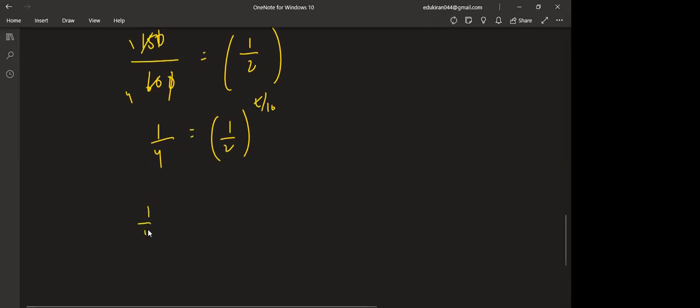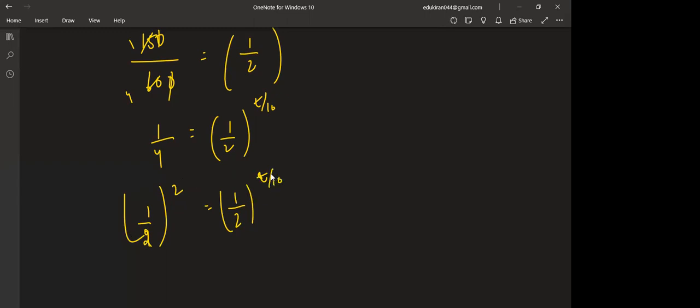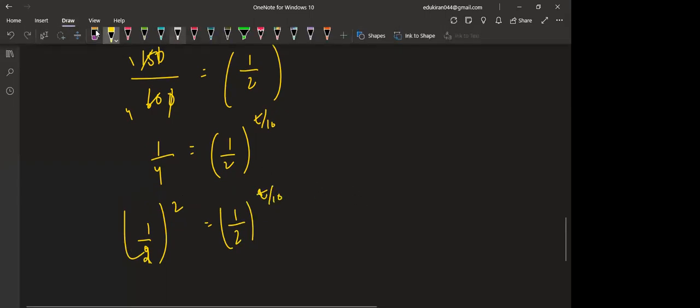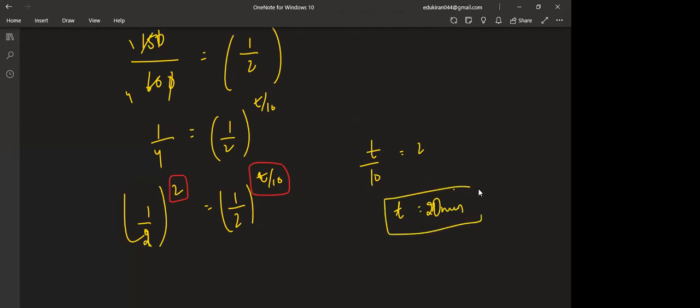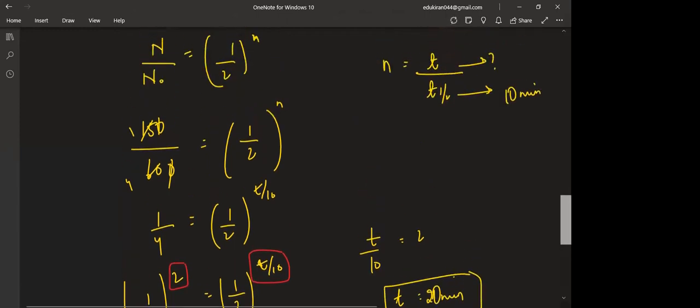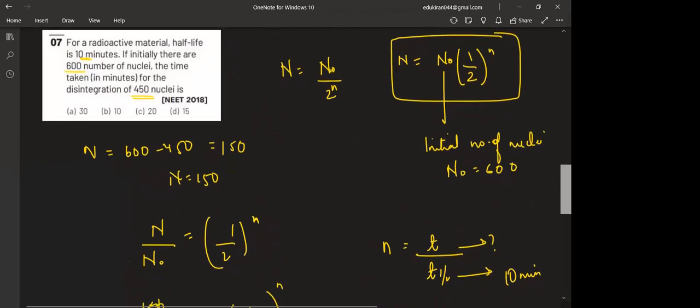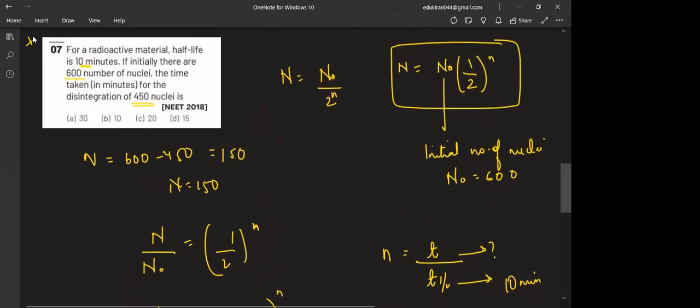Now look, 1 by 4, I can write it as (1/2)². And this also is (1/2) to the power t by 10. So I can equate the powers. So t by 10 is 2, t is equal to 20 minutes. This is a very important question. This is a very basic question that is repeated a lot. So please mark it as important and note it down.